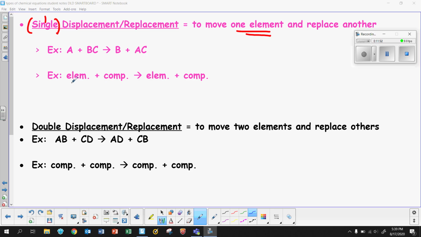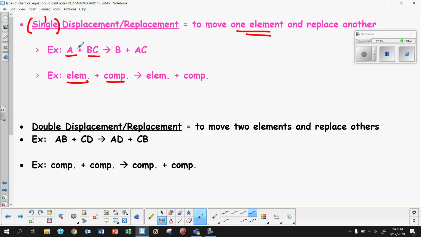You'll always start with a single element. How do you know if you have a single element? You have one capital letter. So A represents a single element. It's one capital letter. And that single element will always react with a compound. Here we have a compound, two capital letters. And in this reaction, one element is going to switch places with another. One element is going to kick out another one.